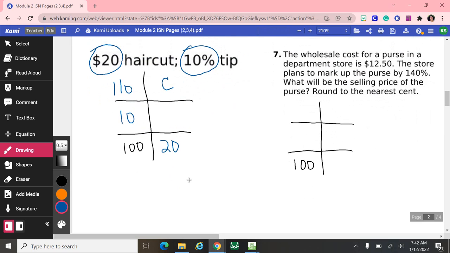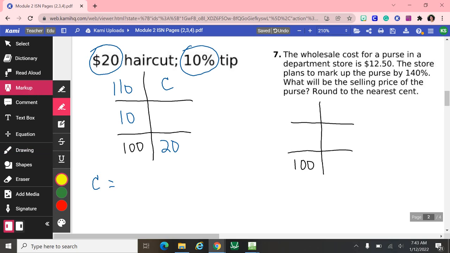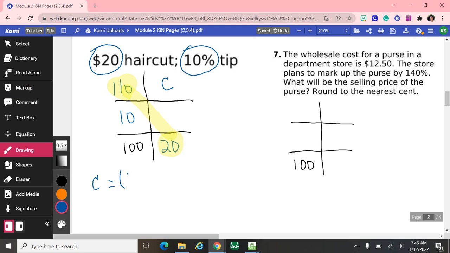So now we need to write our equation, because these problems, as I've told you in our class, are going to be worth 5 points. So for us to find what our total cost is, we have to go in and multiply the two numbers that we have that are diagonal. So in this case, those are the two numbers that we have that are diagonal. So 110 times 20 divided by 100.